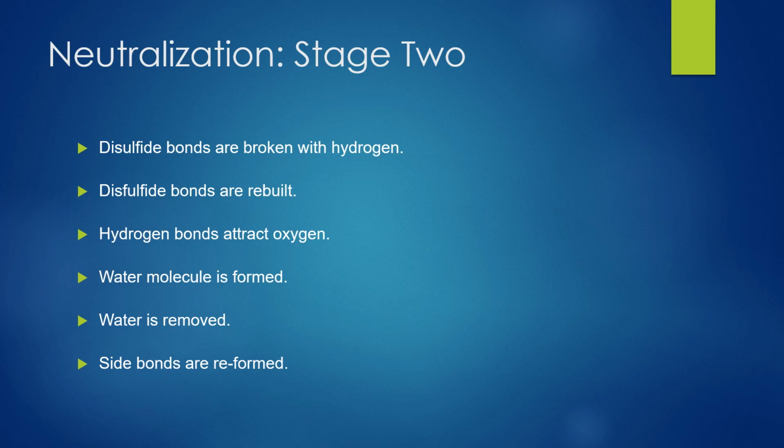The second stage of neutralization, the disulfide bonds are broken. Waving lotion breaks disulfide bonds by adding hydrogen atoms to sulfur atoms in the disulfide bonds. Disulfide bonds are then rebuilt. Thioneutralization rebuilds disulfide bonds by removing extra hydrogen atoms.